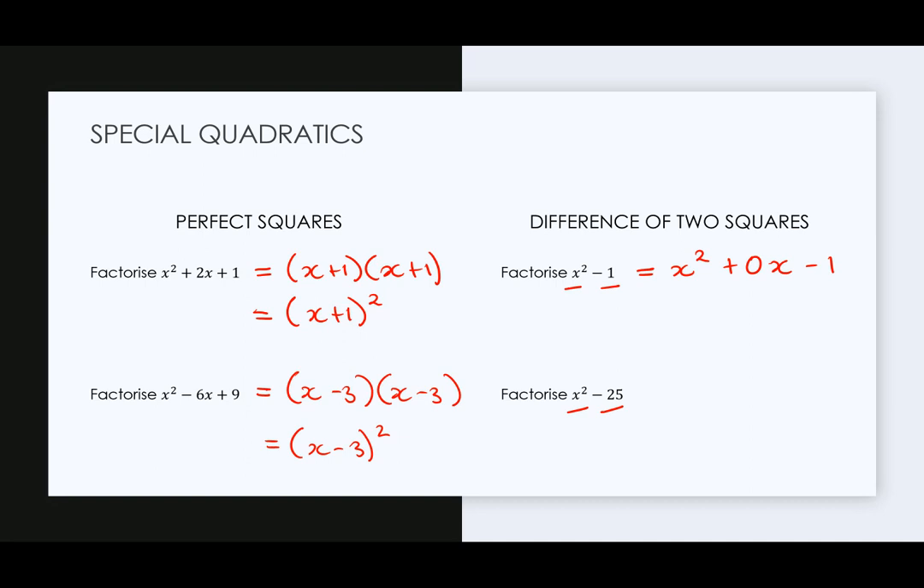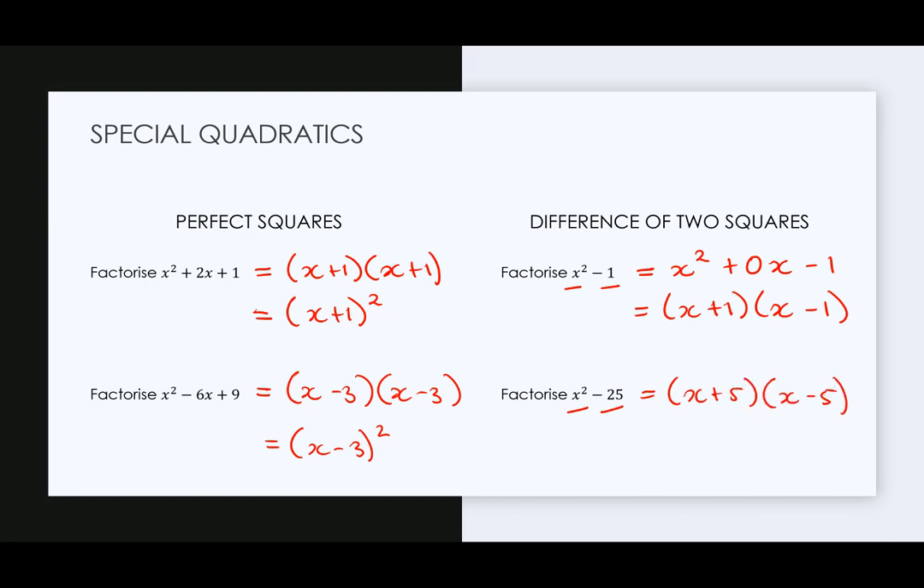However, what that means is that we need two numbers that add to make 0, so they cancel out, but they multiply to make, in this case, negative 1. Those two numbers are going to be x plus 1 and x minus 1. So they cancel out because they add to make 0, but they multiply to make negative 1. And that's how you factorize a difference of two squares. The second one will look like this for the exact same reasons.